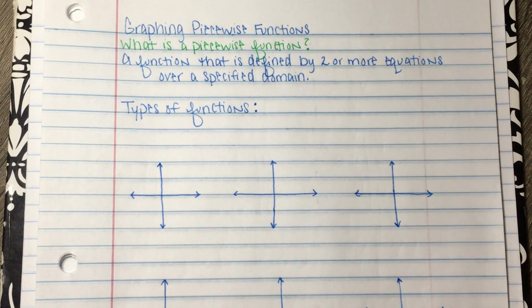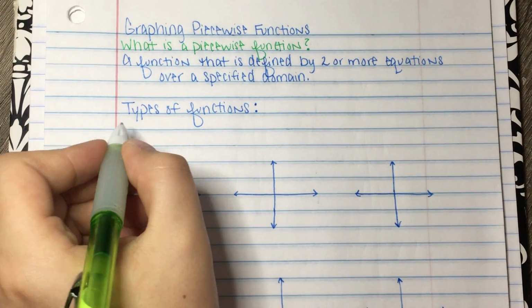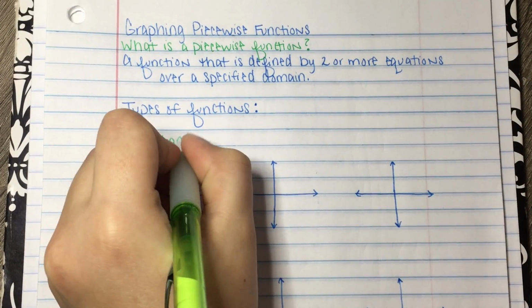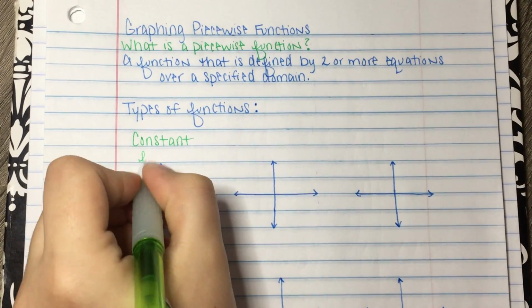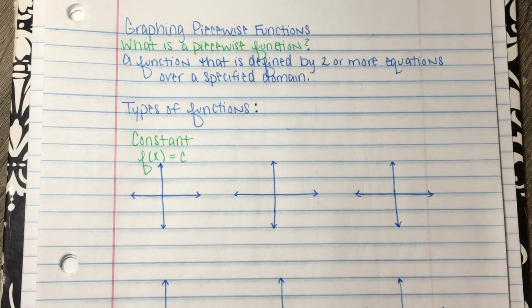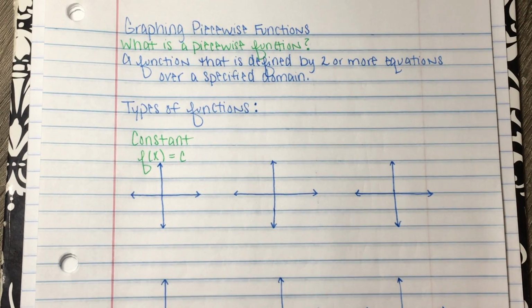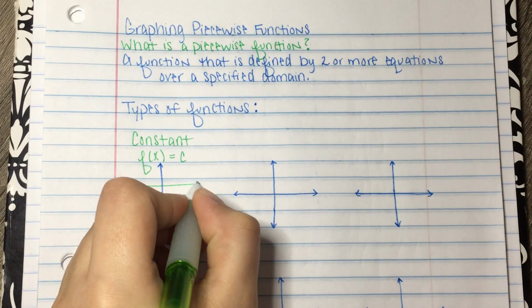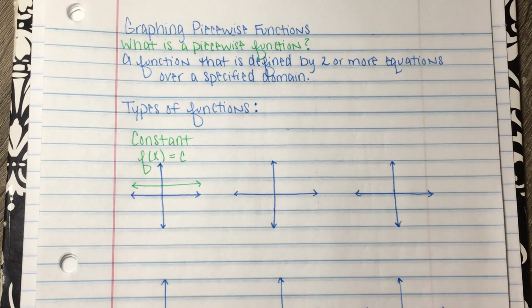Now we're going to review some of the types of functions that we should have seen in Algebra 2, and we're going to start off here with our constant function. And there's that f(x) notation, which is equal to our y. And then when we have f(x) = c, where c is any number, any constant, such as 3 or 4 or 1 or -2, you're going to have that horizontal line. So that's our first type of function.